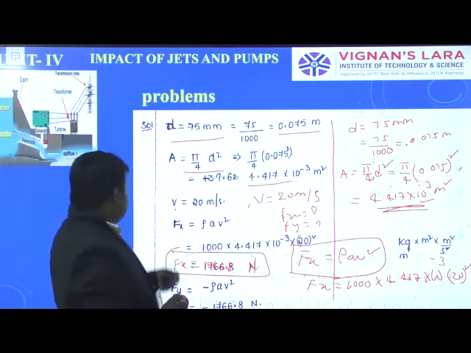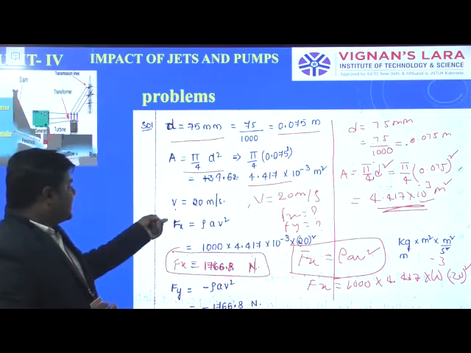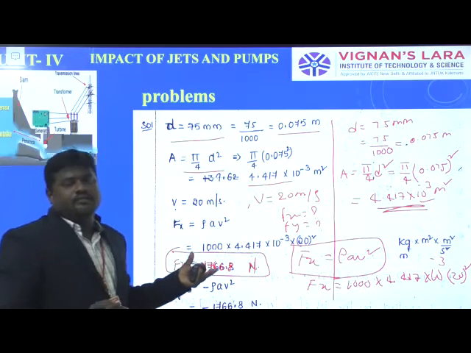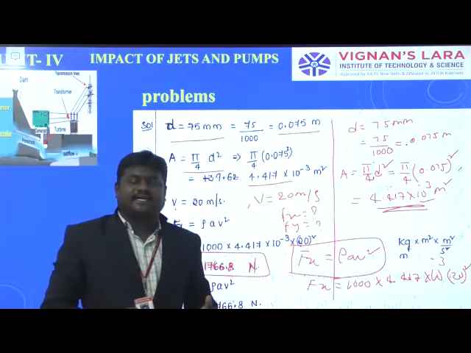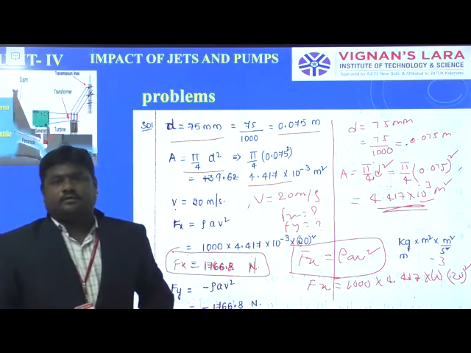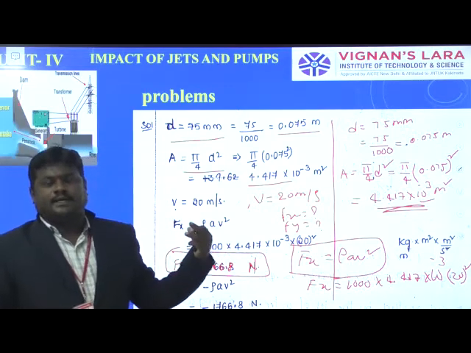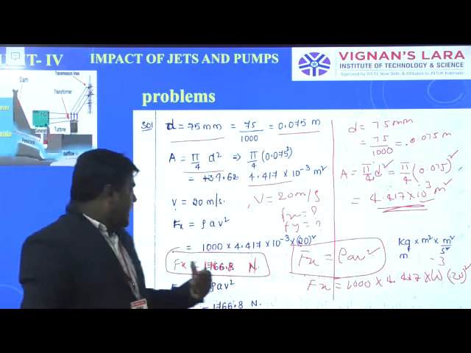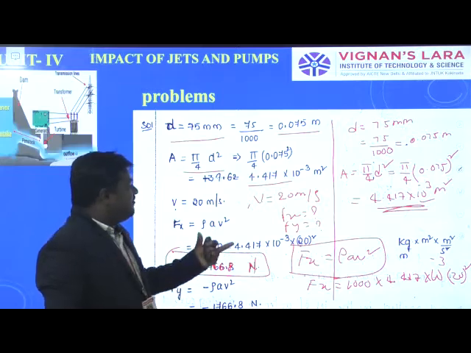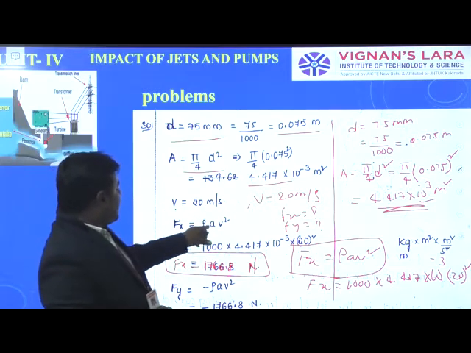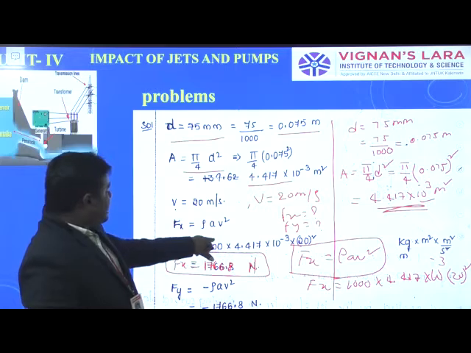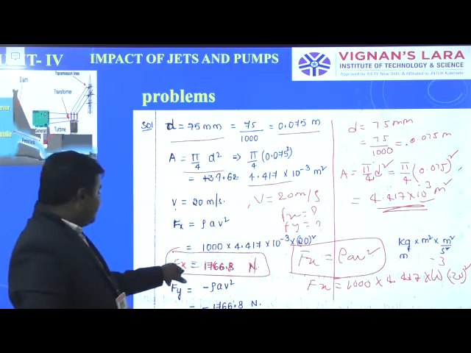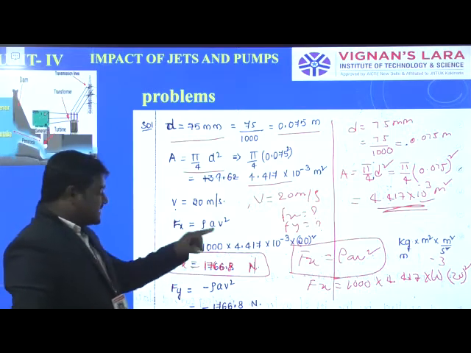Then the velocity is already given, 20 meters per second. Then we have to find the Fx value. Fx means the force in the x direction, that is rho a v square. Rho means the density of the water, which is a constant value, and a means area. We already found the area. We have to put the area, the density and the velocity values in this equation. Then we get the value of the force in the x direction.